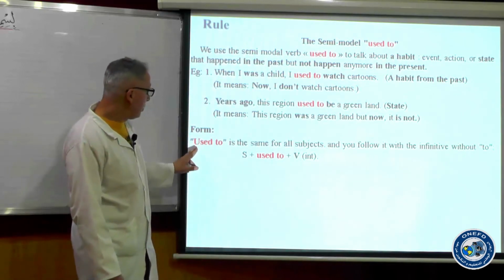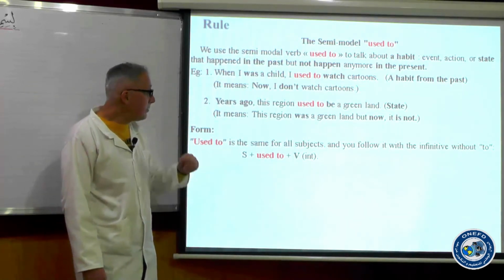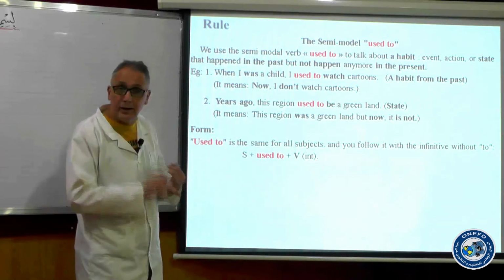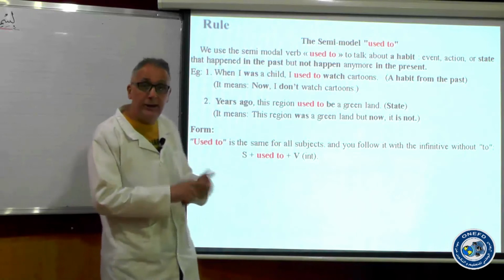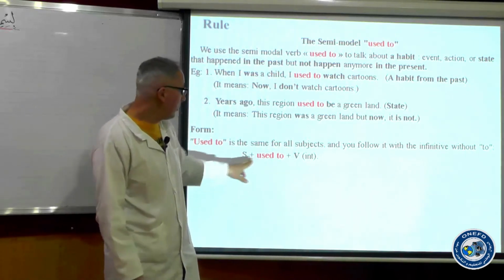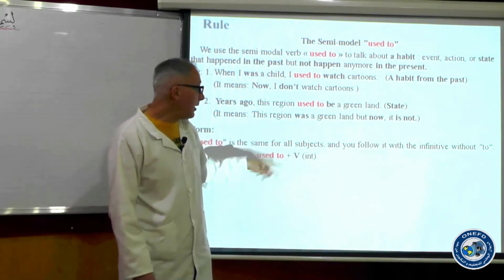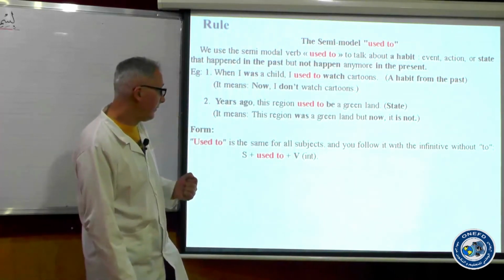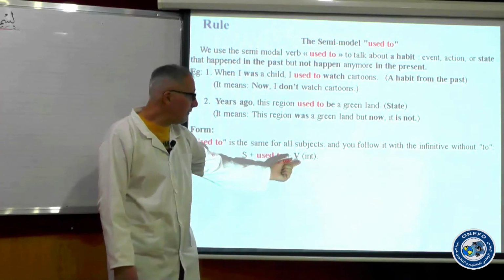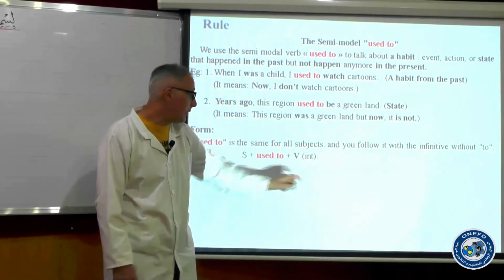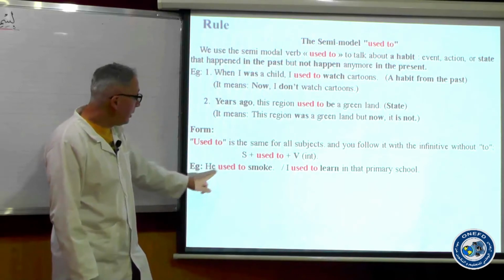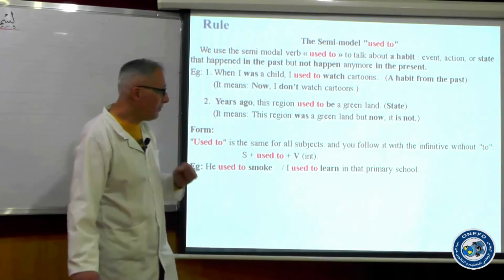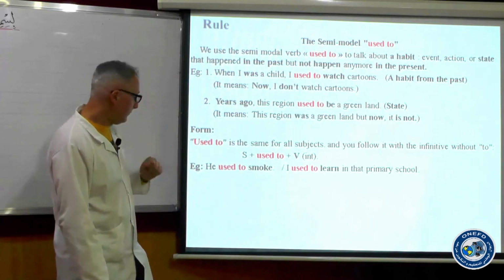The form used to is the same for all subjects. I say I used to. You used to. He or she, it, etc. used to. With all subjects and follow it with a verb in infinitive. Verb in infinitive without to. We don't put to, right? Example, he used to smoke. I used to learn in the primary school.